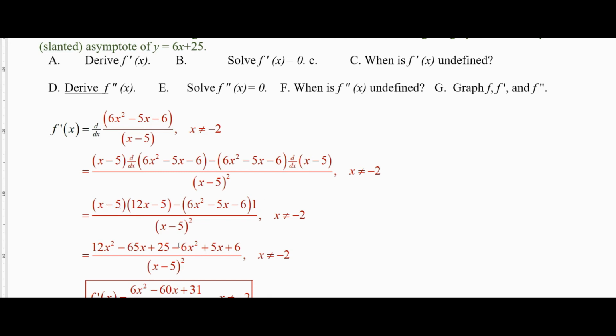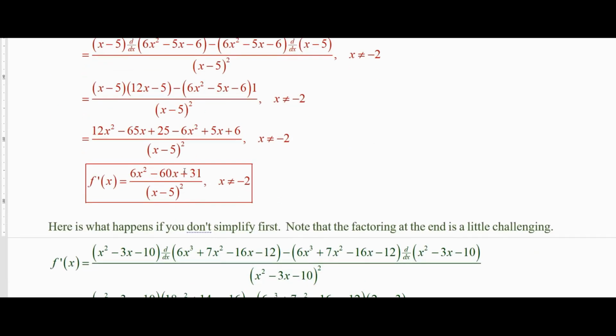All these things change sign like that. We still got the x minus 5 squared. Leave it factored in the bottom. Combine like terms in the top. We got 6x squared minus 60x plus 31 all over x minus 5 squared. Notice again, 5 is a vertical asymptote. We also still need this restriction that x is not negative 2, so this does have a hole in it when x is negative 2 as well.